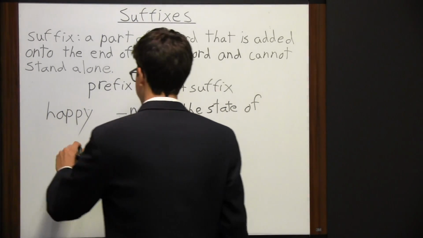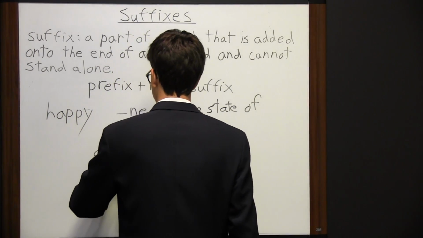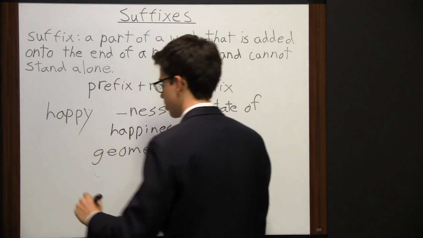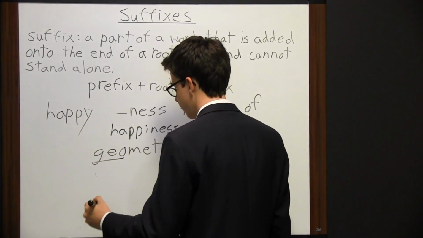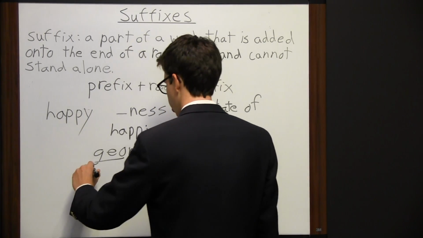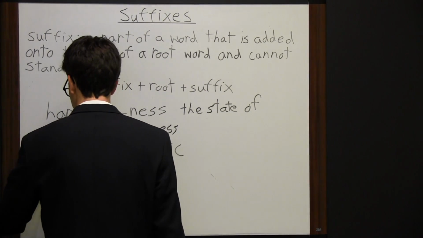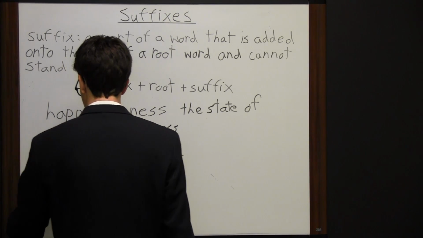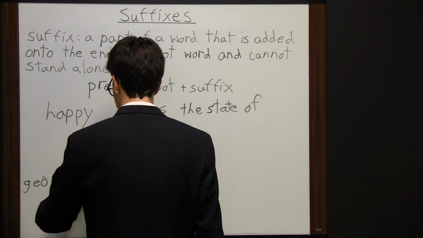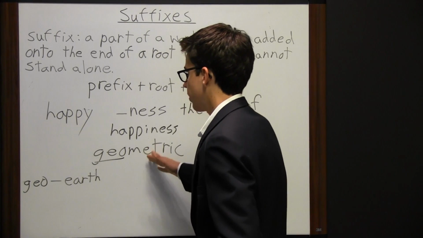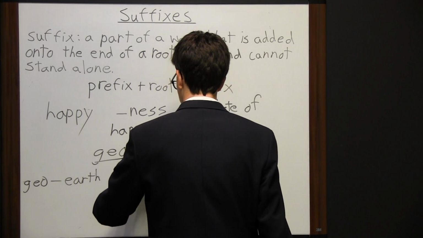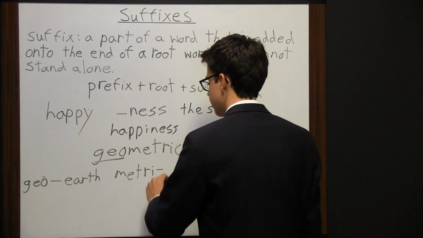Now, think about the word geometric. You may not even be familiar with this word, but you're probably familiar with some of the parts of it. So we have geo, which is the prefix right here, and so that means earth. So I'm just going to write that right here. Geo means earth. And then we have this right here, M-E-T-R-I, which means the measure of.